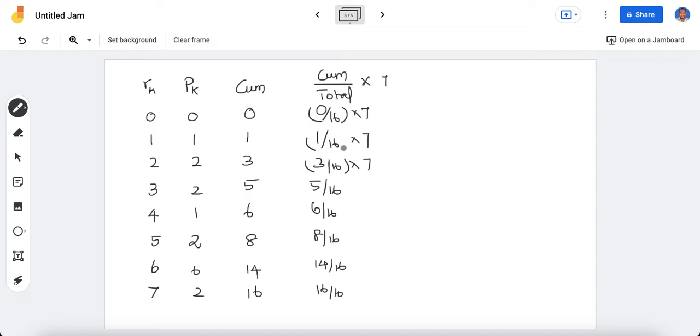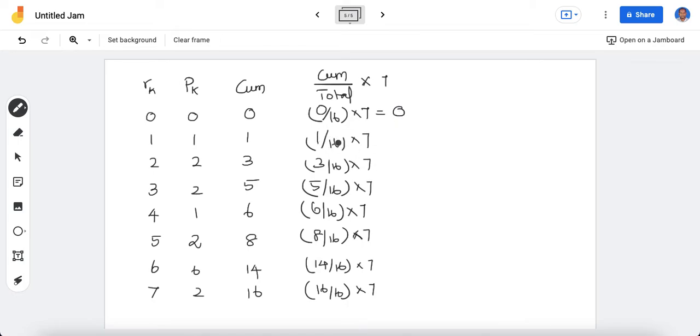So divide this and then multiply it with 7. Repeat for all of these: 7, 7 and 7. Get the values. So when you do, this is 0, the value will be equal to 0.